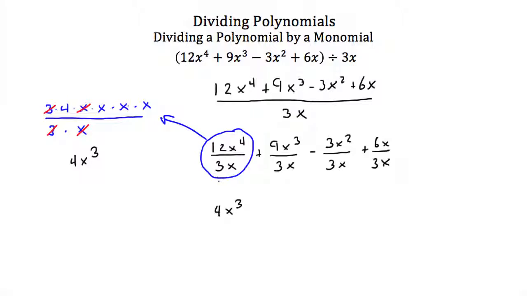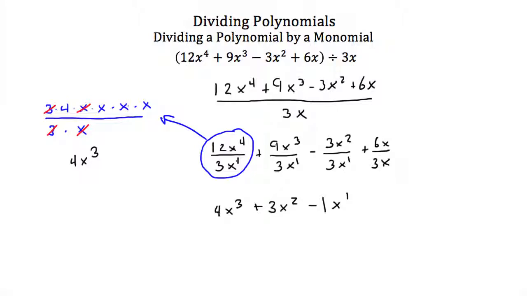Notice you could have also gotten this by taking the 12 and dividing it by 3, and you would have got 4. And x to the fourth divided by x to the first, when you divide these, you subtract their exponents, so 4 minus 1 is x cubed. Same thing happens with the next term. 9 divided by 3 is 3. X cubed divided by x to the first, well, 3 minus 1 is 2, so we'd have x squared. A negative 3 divided by 3 is a negative 1. X squared divided by x to the first is x to the first.